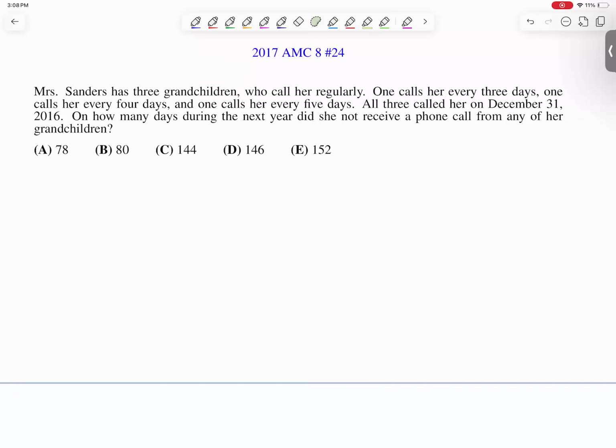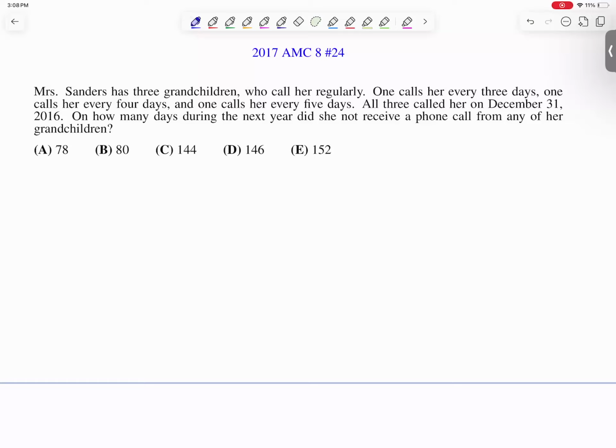Let's say if the day is a multiple of 3, one of them calls. If the day is a multiple of 5, another grandchild calls. If a day is a multiple of 4, the other one is calling. The day must be not a multiple of 4, not a multiple of 3, and not a multiple of 5, so that all 3 grandchildren do not call her.